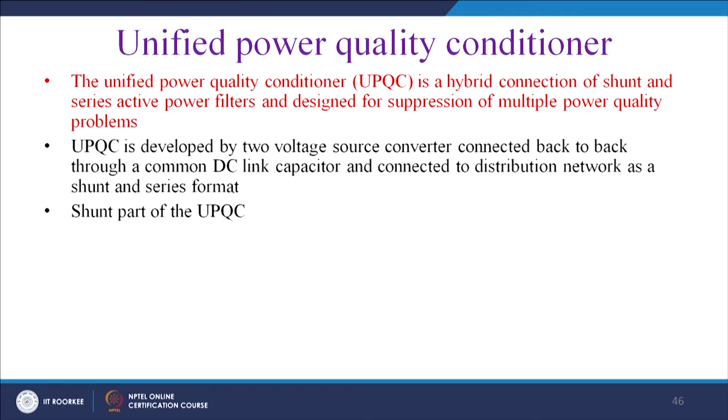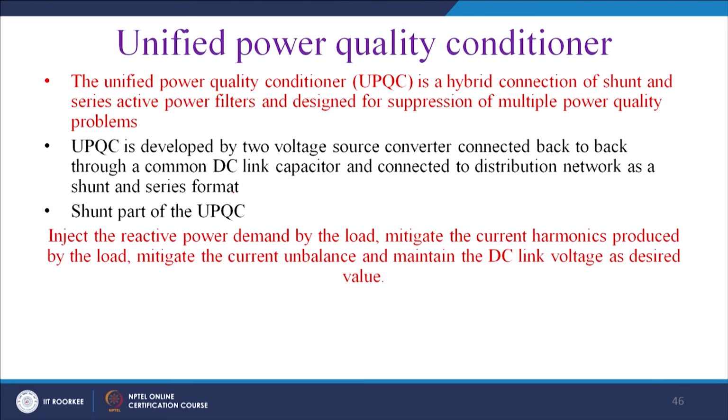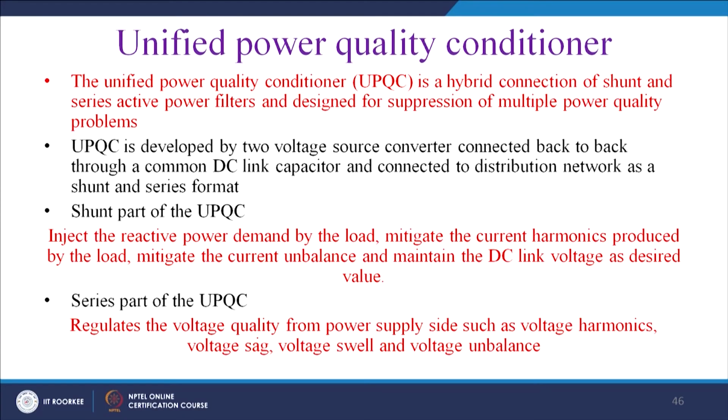The shunt part of the UPQC mainly mitigates the current harmonics, injects the reactive power demanded by the load, mitigates the unbalance, and maintains the DC link voltage at the desired value, whereas the series part does the same thing for the voltage counterpart. So it regulates the voltage quality from the power supply, such as voltage harmonics, voltage sag, voltage swell, and voltage unbalance.